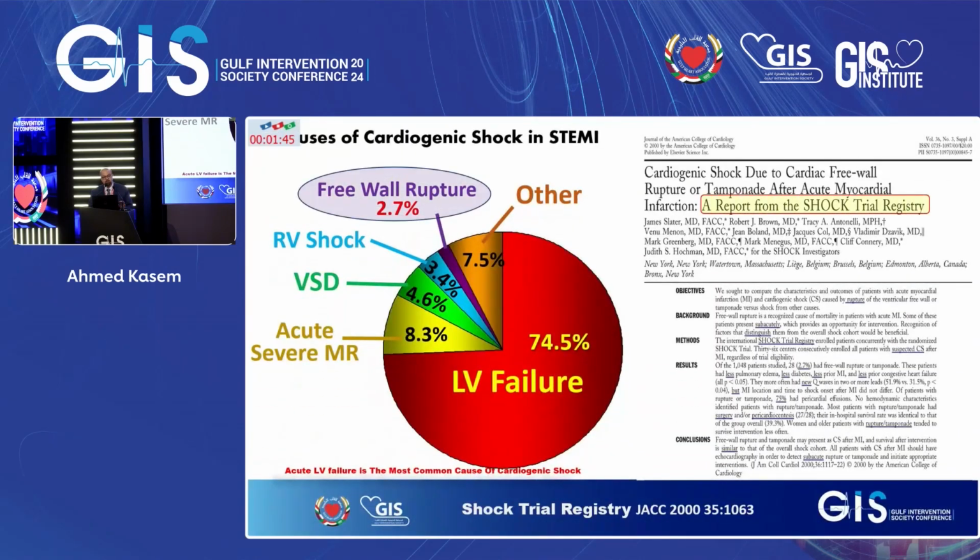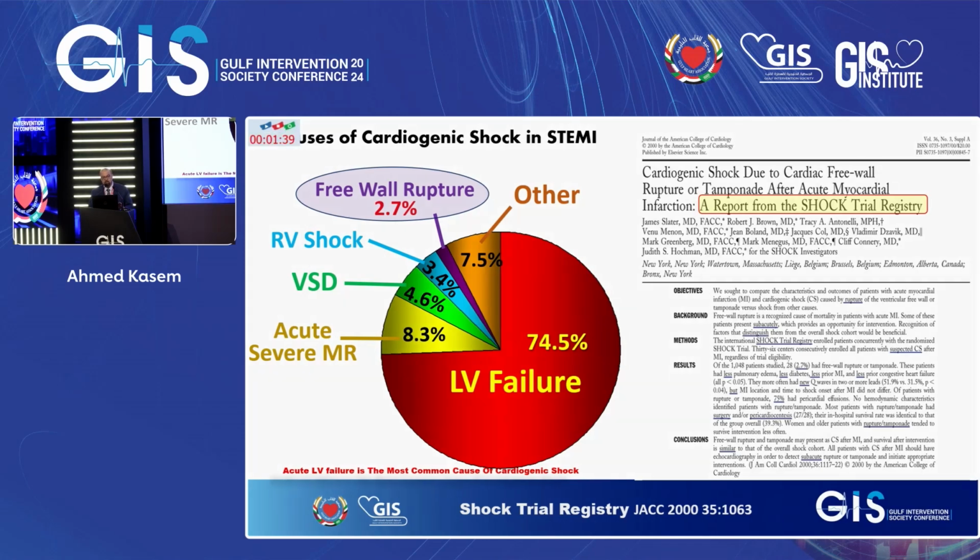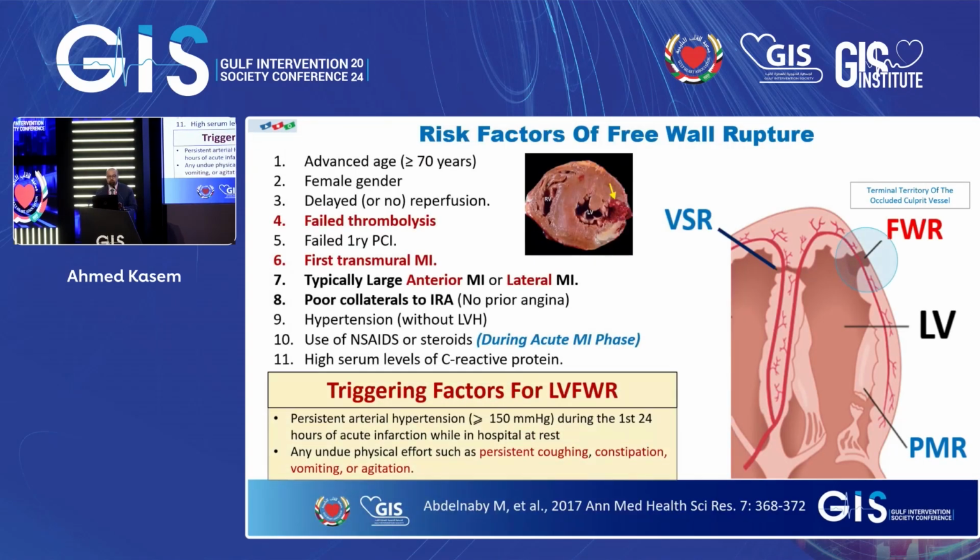So free wall rupture is not uncommon and is reported in many registries, including the SHOCK trial registry. And there is a long list of risk factors, including advanced age, female gender, delayed perfusion, failed thrombolysis, failed primary PCI, first transmural MI, anterior or lateral location and poor collaterals, hypertension, use of non-steroidal and steroidal drugs, and especially in the presence of triggering factors like persistent hypertension or persistent coughing, constipation, vomiting and agitation.